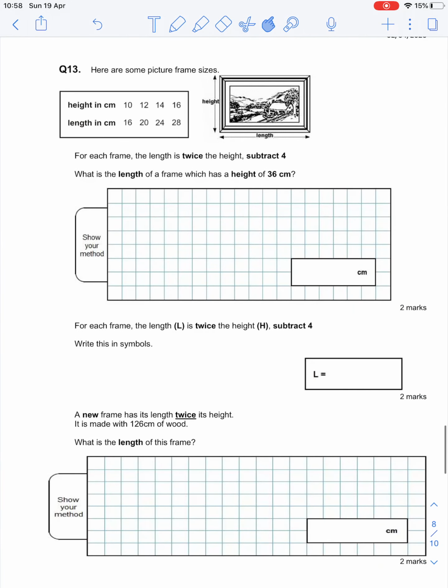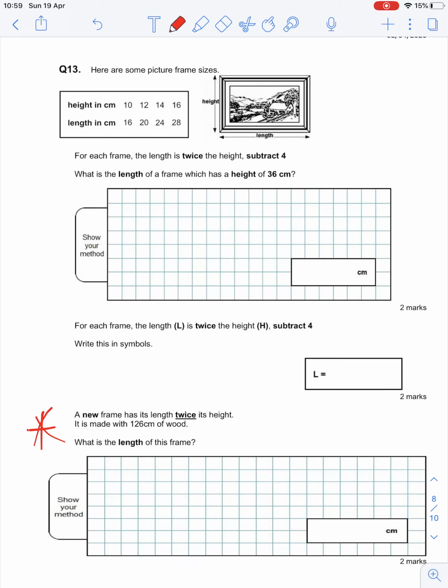Okay, number 13. Now this one's quite straightforward until we get down to here. That was a little bit more tricky. So here are some picture frame sizes. For each frame, the length is twice the height, take away 4. So the length is 2 times the height, which is 20 here, isn't it? Take away 4, which would give you 16. Okay, and we want to know the length of a frame which has a height of 36. So you could just keep the pattern going till you got to 36, but that would be quite long-winded. Let's try a different way.